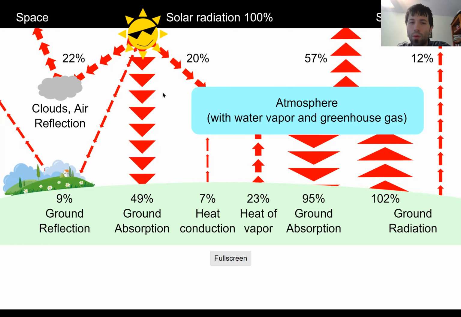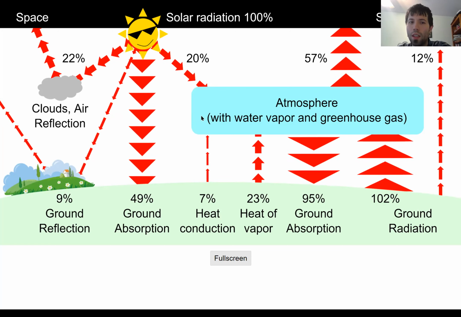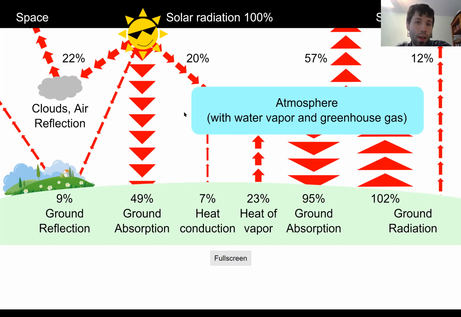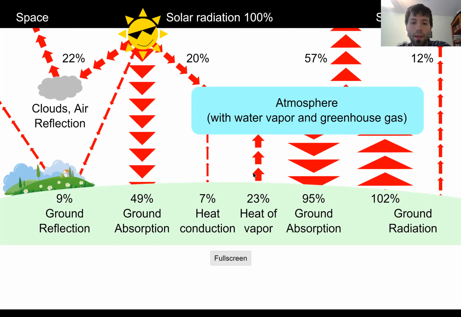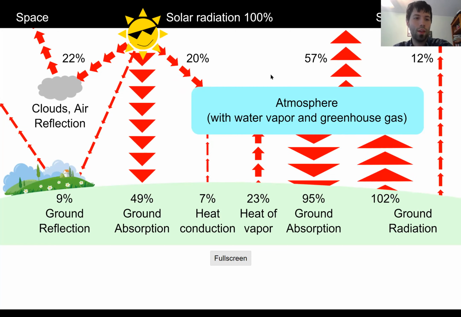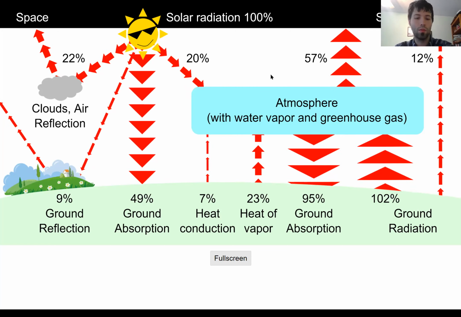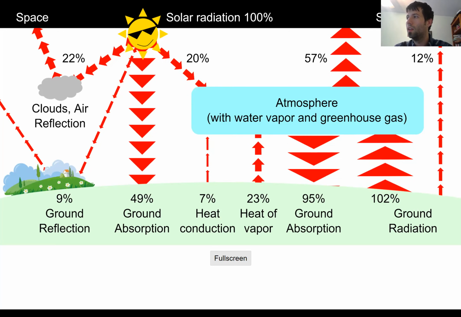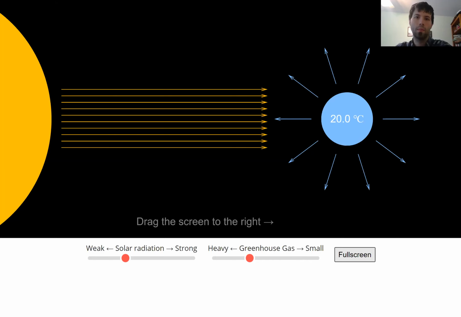And the main point is that if all that heat is just absorbed by everything, we'd be fried. The earth would be way too hot. So we need some of the heat to be released or reflected in order for us to have a suitable environment. And let me show you another cool simulation.